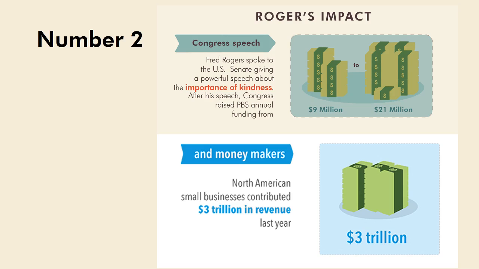My second numbers display was also emulated from my visual model. This display compares the amount of PBS funding before and after Mr. Rogers' speech to Congress. This uses size to display the amount of money with each money block representing $1 million. The display also uses precision label to define the amount for each stack.